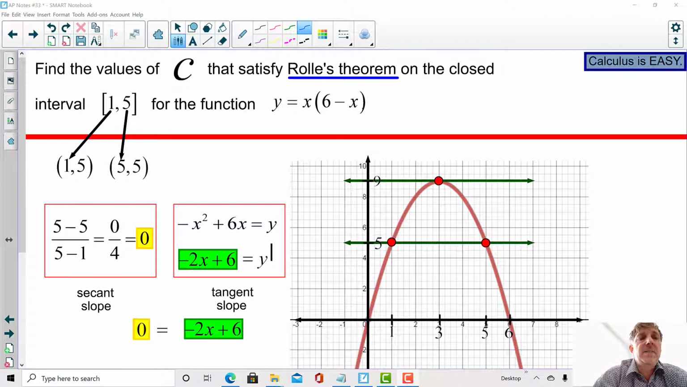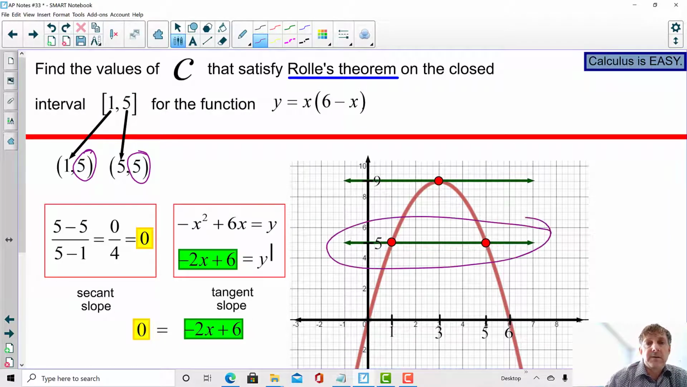Okay, this is the exact same example, same exact function. It's just a different interval. Instead of going from 1 to 4, we're going from 1 to 5. Now you can probably see that they both have the same height. Beginning height is 5, the ending height is 5. So that gives you a line with a slope of 0.